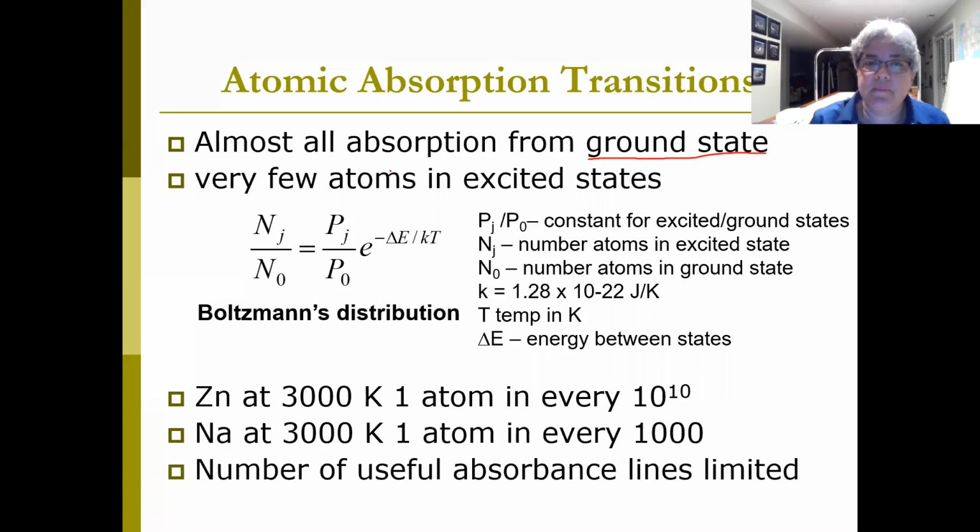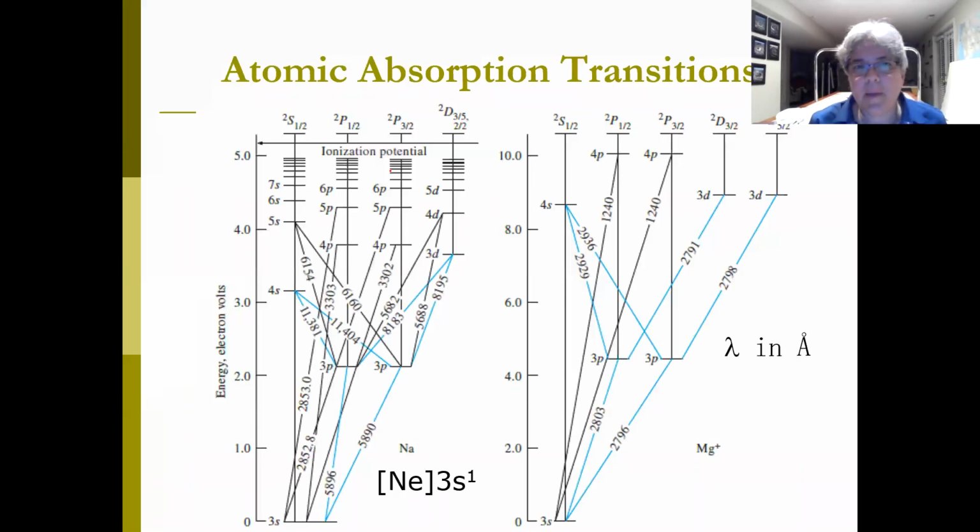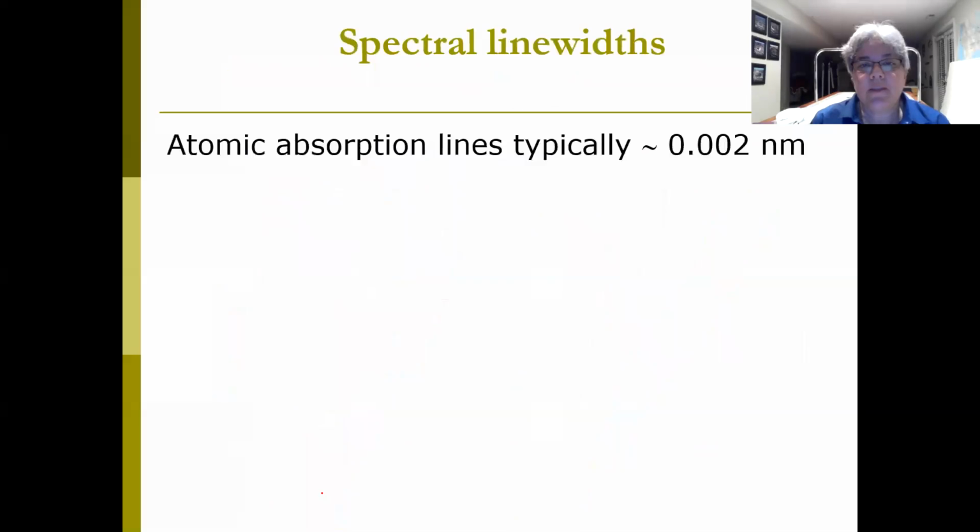So that means the number of absorption lines that we might have is actually quite limited. If we go back to this figure and say sodium can have all these different absorption lines, actually the only ones we're going to see are the ones that start here from 3s, because there are very few electrons in the excited states. So there are going to be a few absorption bands for each atom, but not lots and lots of different ones, just a few.